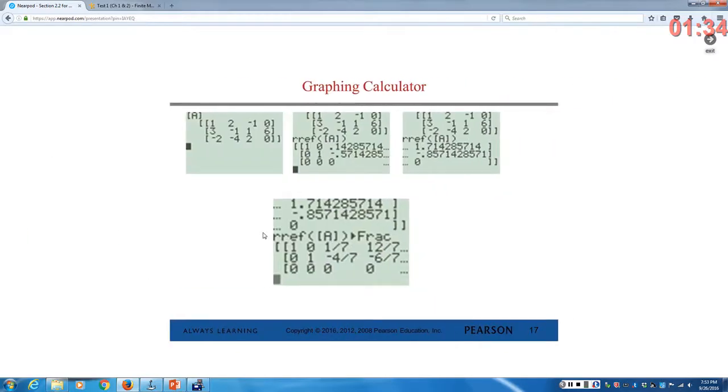Okay, now here's what you can do if you need your answers as fractions. This is one little extra thing if you don't want those big long decimals and you want actual fractions. When you do your RREF of matrix A, then hit your math button and choose fraction, and then hit enter. It's just one more thing you do at the end of your RREF of matrix A.